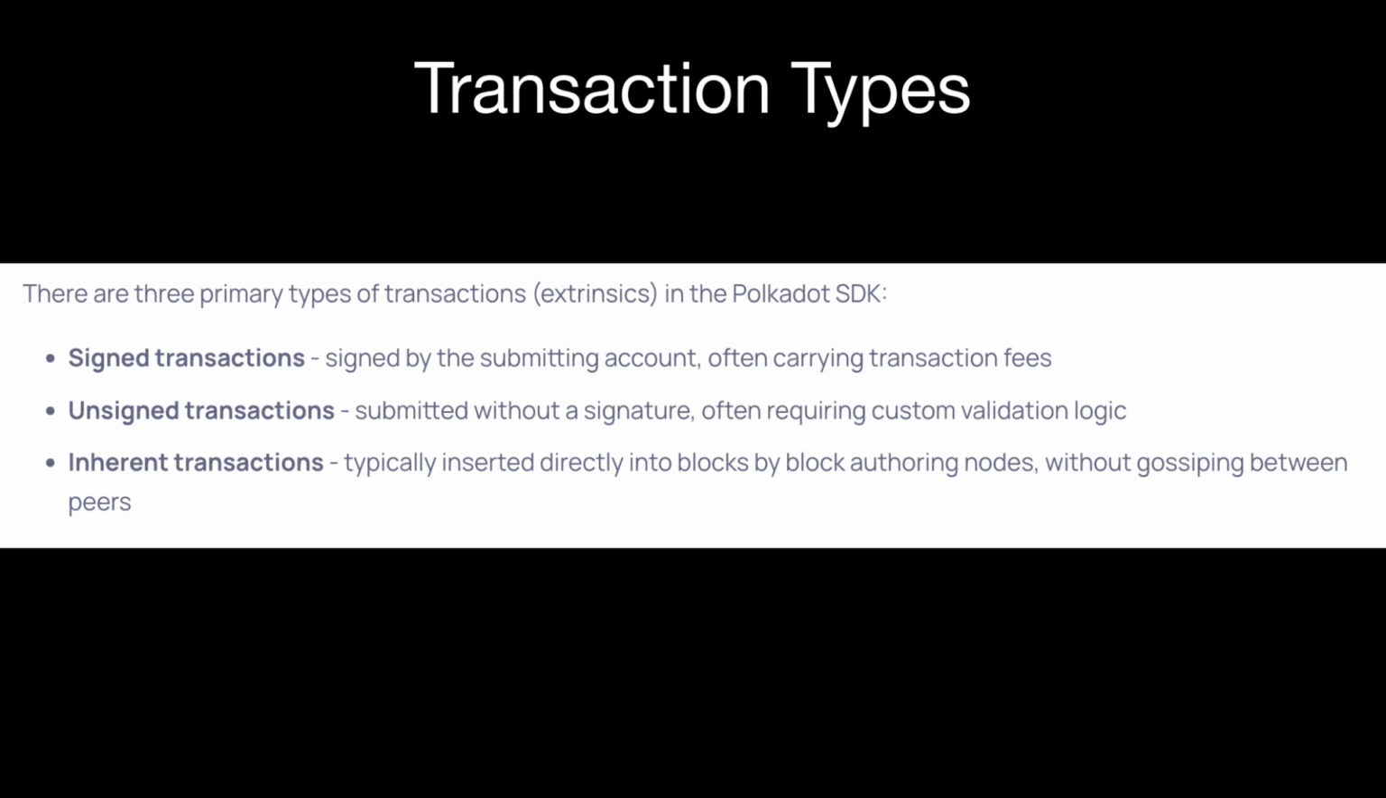Now, you keep hearing the word extrinsic often in the Polkadot ecosystem, and you may have wondered what exactly an extrinsic is. An extrinsic is a piece of information that comes from outside the chain and is included in a block. A block in Substrate is composed of a header and an array of extrinsics. Extrinsics are bundled together into a block as a series of executables in the blockchain runtime.